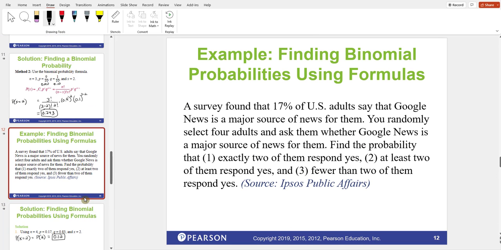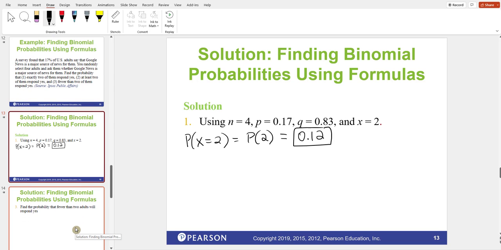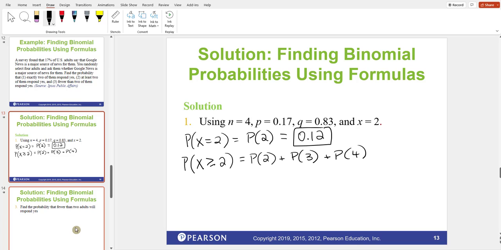The next question asks, if I go back, what's the probability that at least 2 of them responded yes? So at least 2. So this time we're dealing with an inequality, at least two. So we want two or more. So we want x is greater than or equal to 2. Now, if you do this by hand, you would have to calculate the probability of 2 plus the probability of 3 plus the probability of 4. That's if you do it by hand, but you don't have to do that when you do StatCrunch. What you can do is just change the inequality symbol.